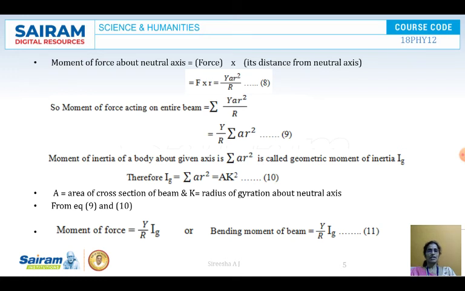From equations 9 and 10, we can say that moment of force is equal to Y by R into IG. From equation 10, we have seen that IG is nothing but summation of A r square. Substitute the same in equation 9. So, moment of force is nothing but Y by R into IG. That means the bending moment of the beam is Y by R into IG.